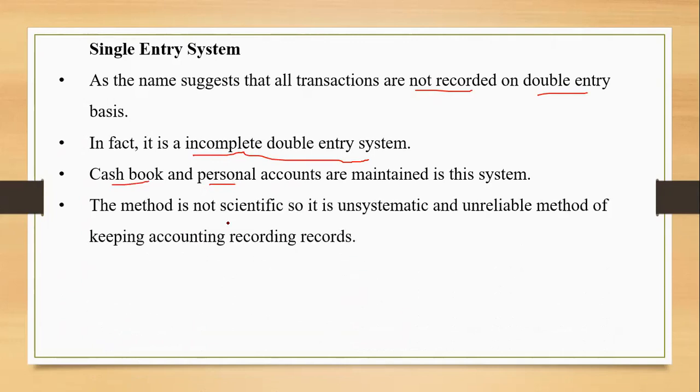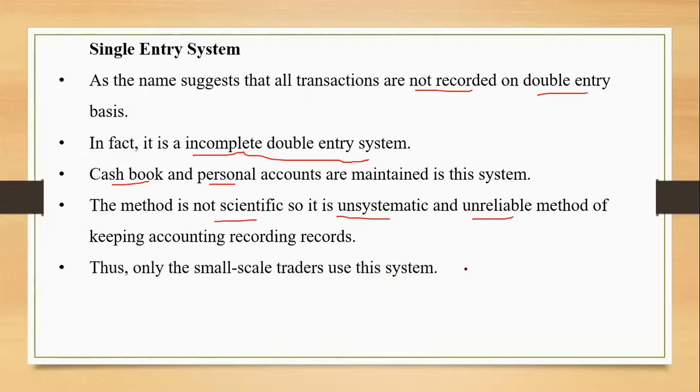The method is not scientific; it is an unsystematic, unreliable method of keeping accounting records, right? Unsystematic, unreliable. So from a reliability point of view, we definitely rely upon the double entry system as compared to the single entry system. Only small scale traders, as I told you, the roadside vendors basically, or maybe sole proprietors doing business on a very, very small scale, such traders do use the single entry system.